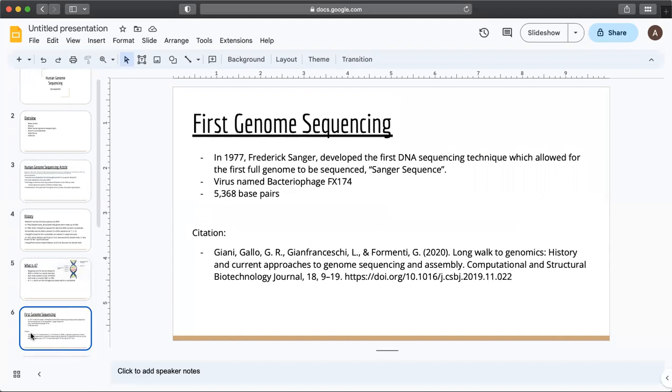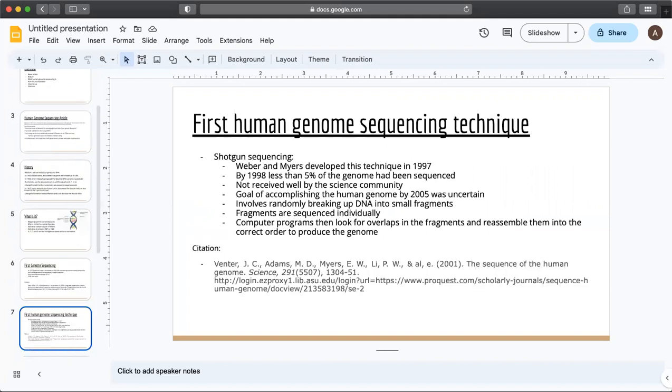The first genome sequencing was done in 1977 by Frederick Sanger. He developed the first DNA sequencing technique, which allowed for the first full genome to be sequenced. It was known as the Sanger sequence. It was a virus named bacteriophage FX174, and it contained 5,368 base pairs. Now, if you compare that to a human genome, at 3.2 billion letters long, obviously it was a significantly smaller scale, but it was still an impressive thing for science at the time.